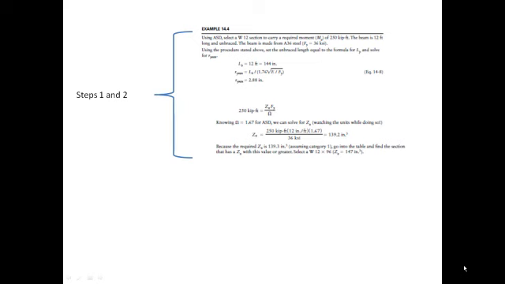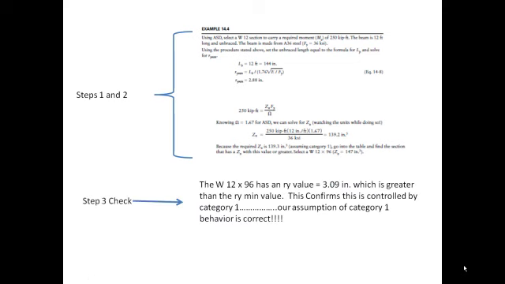So what we'll say is, well, looking through our tables, we need a ZX that's greater than 139.2, and we choose a W12 by 96. That has a ZX of 147, so that's greater, so of course that would work. But then the question is, are we in category 1? We've assumed that we are, but are we or not? So step 3 is a check.